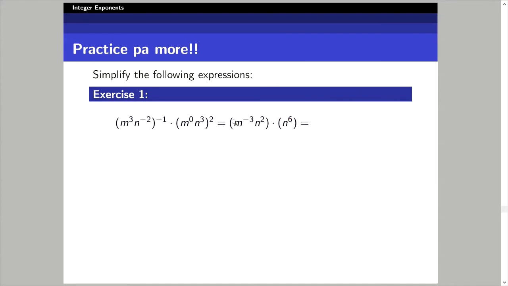And then, how are you going to make it positive, this one, ilalagay nyo sa denominator. And this is our final answer. Okay?